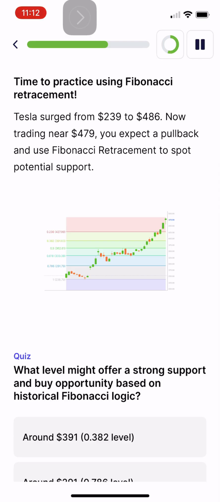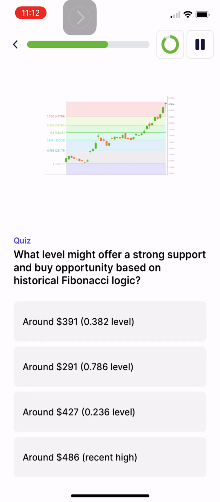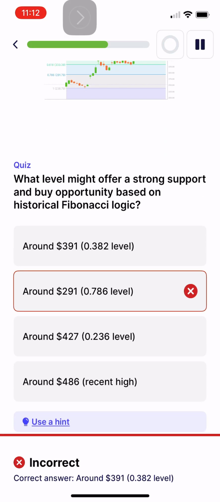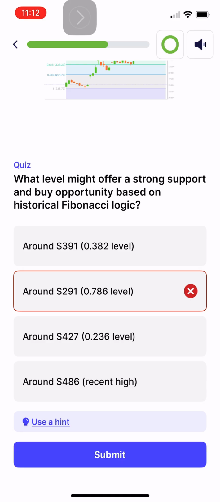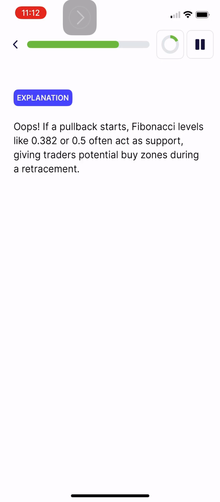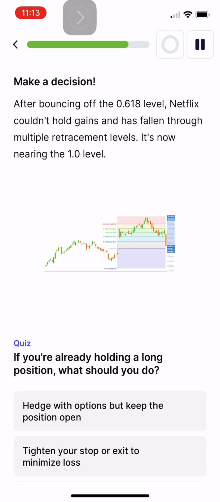Around $391, the 0.382 level. Around $291, the 0.786 level. Around $427, the 0.236 level. Around $486, the recent high. No, the correct answer was around $391, the 0.382 level. Oops! If a pullback starts, Fibonacci levels like 0.382 or 0.5 often act as support, giving traders potential buy zones during a retracement.